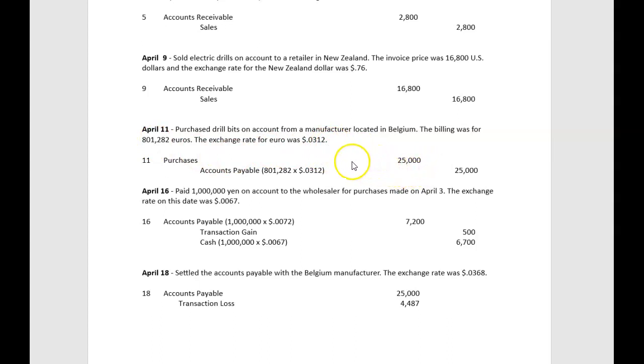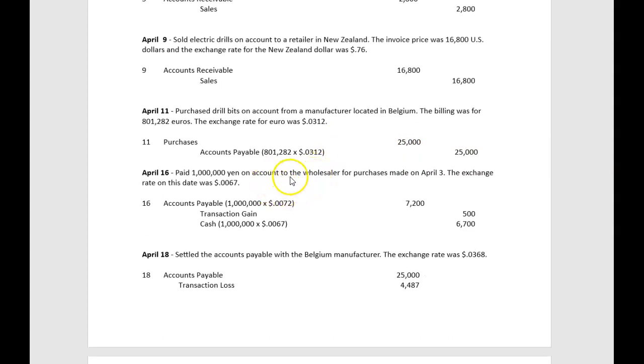When we paid the yen on account to the wholesaler for the purchases we made earlier, there's a difference between the exchange rate, which was 0.0072 on the date that we committed and recorded the payable, and now it's 0.0067. So we actually made out by delaying payment, by getting an agreement where we could pay on account.